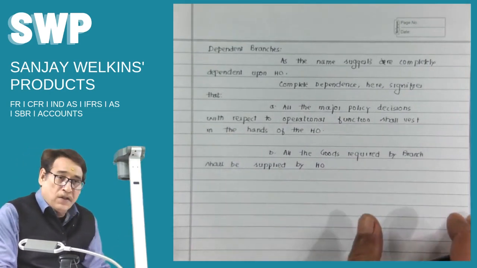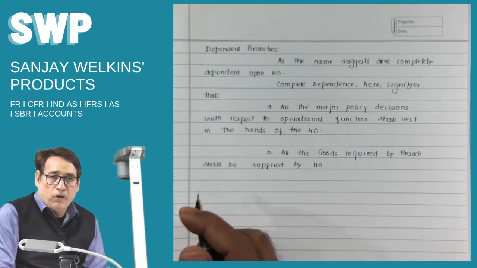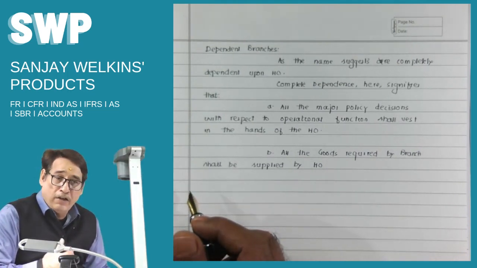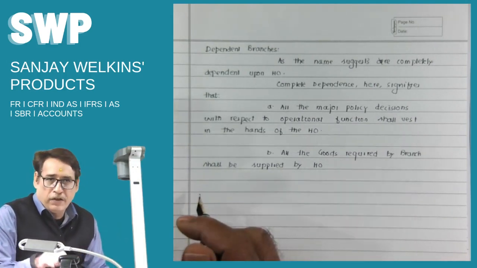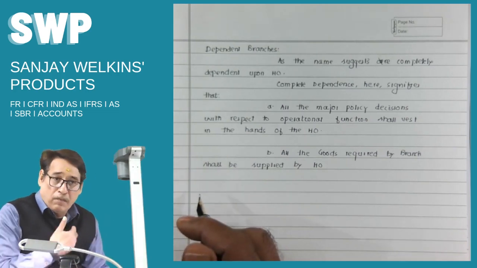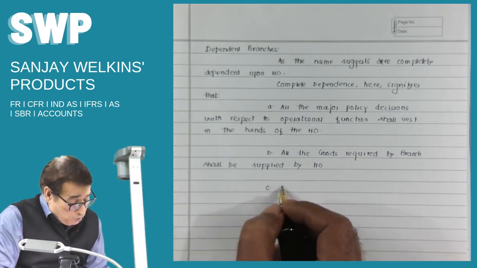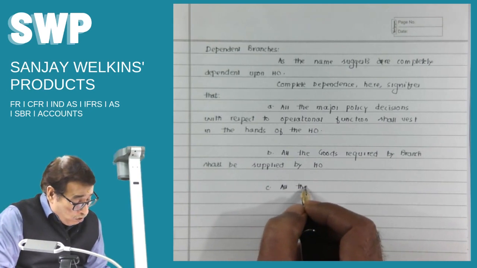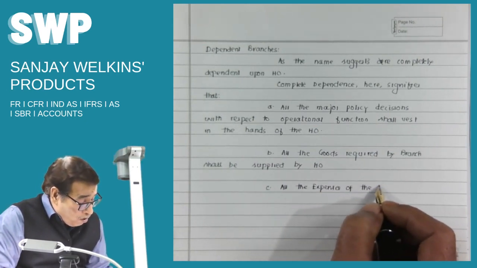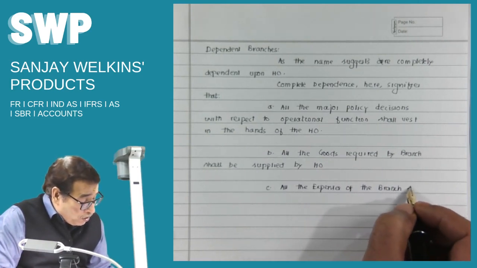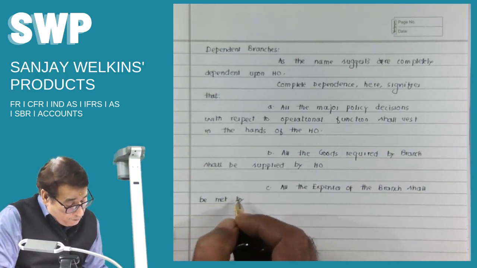Similarly, let us say branch is operating in a city and we have taken the premises over there on rent. So quite obviously, there are several expenses with respect to the branch, like rent, like insurance of the building, like salaries of the staff, like wages of the general laborers. For such expenses, the head office will send the cash to the branch. In other words, indirectly it means all the expenses are being borne by the head office. So that is why we shall write that all the expenses of the branch shall be met by the head office.